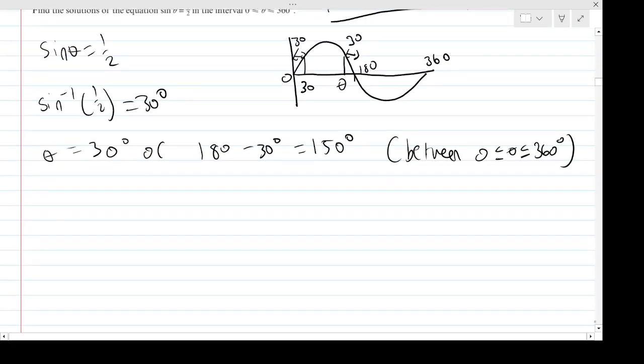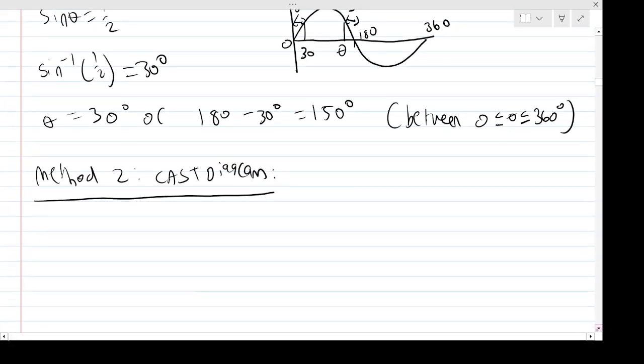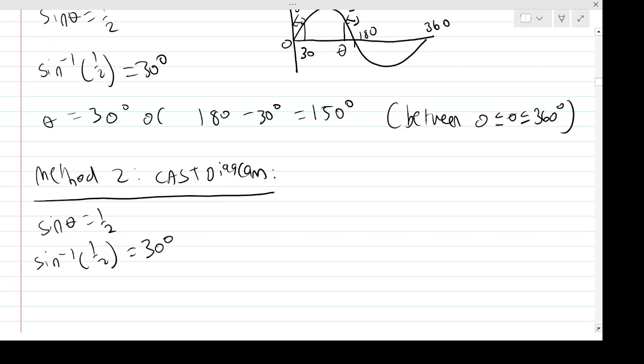But we can use the CAST diagram as well, which we looked at earlier on in chapter 2. The idea is with the CAST diagram, we don't need to consider the sine graph. We're going to start with sine theta is a half. Then obviously we do inverse sine to get that first solution. That would be the first thing you do. You get 30. Right? Okay.